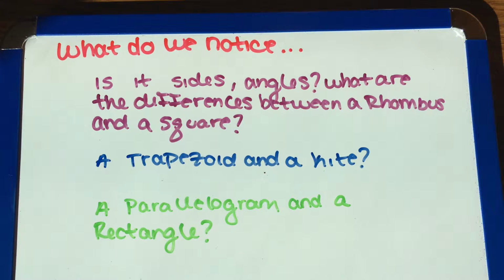What do we notice? Is it sides, angles? What are the differences between a rhombus and a square, a trapezoid and a kite, a parallelogram and a rectangle? While these shapes are all very similar, they have distinct differences that we can begin to categorize them with.